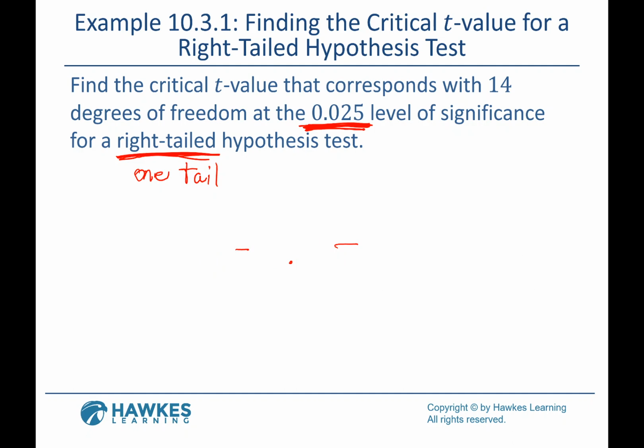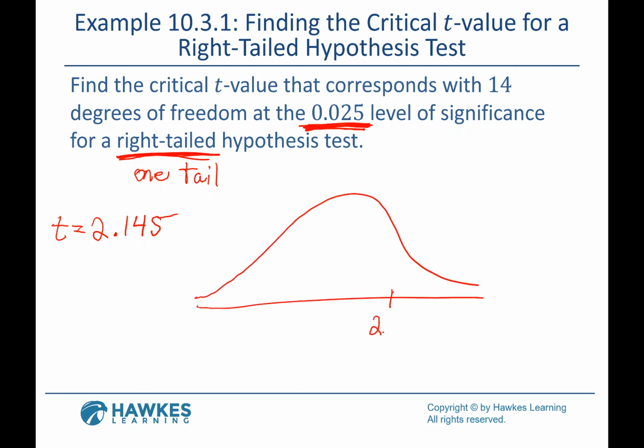Our picture, let me move this out of the way. Here. We're doing a right-tailed test, so we would have 2.145. And if our test statistic falls to the right of that, this area, we would reject the null hypothesis. If our test statistic fell on the other side, we would fail to reject the null hypothesis.